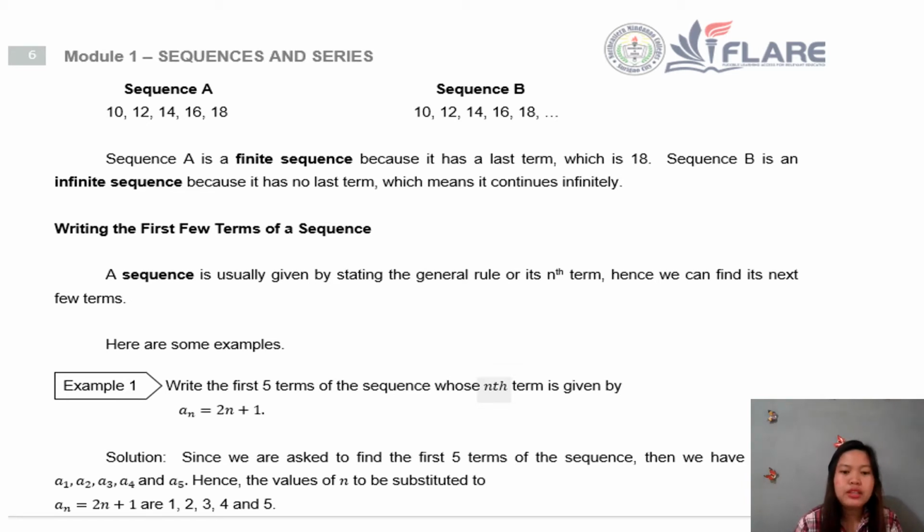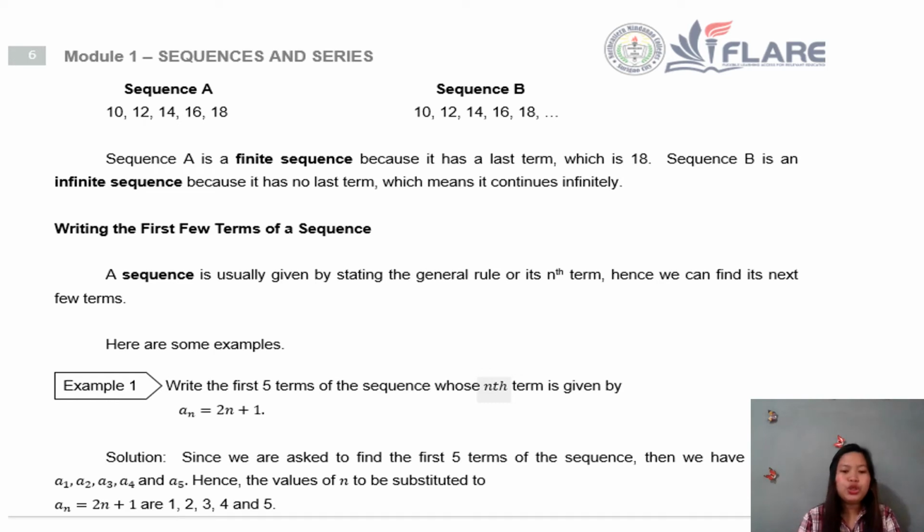equals 2n plus 1. Again, write the first 5 terms of the sequence whose nth term is given by A sub n equals 2n plus 1. So again, we are looking for the first 5 terms, meaning the first 5 terms of the sequence. We will find the first term, second term, third term, fourth term, and fifth term.